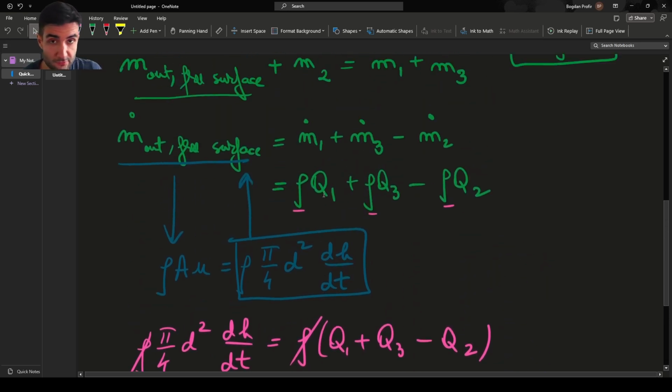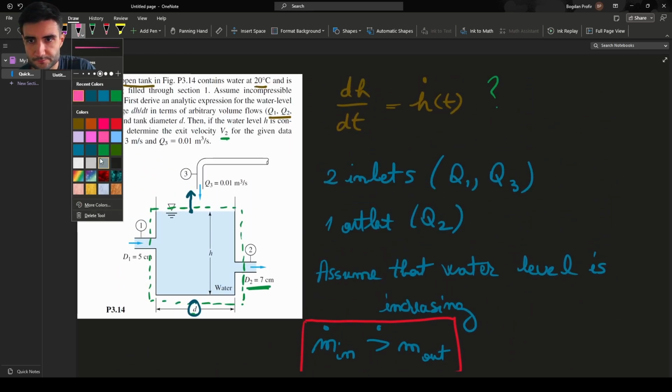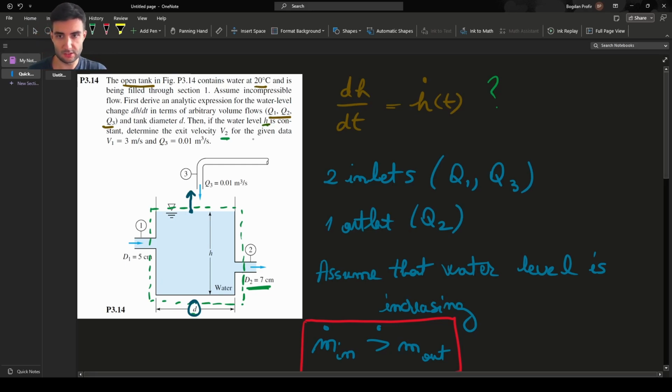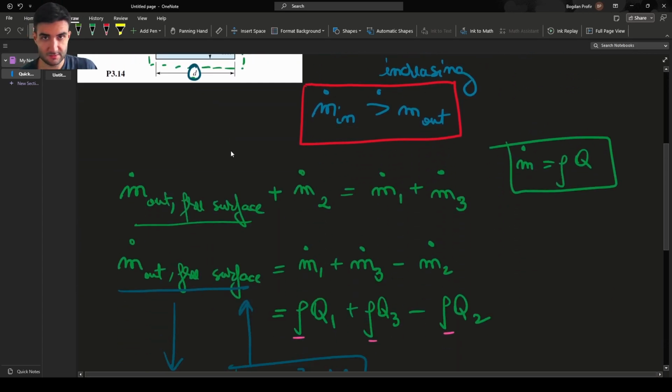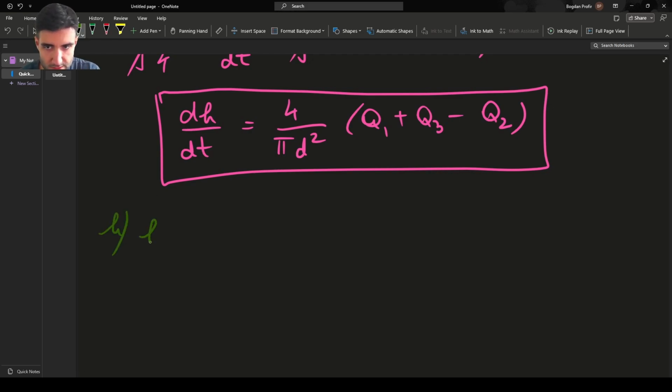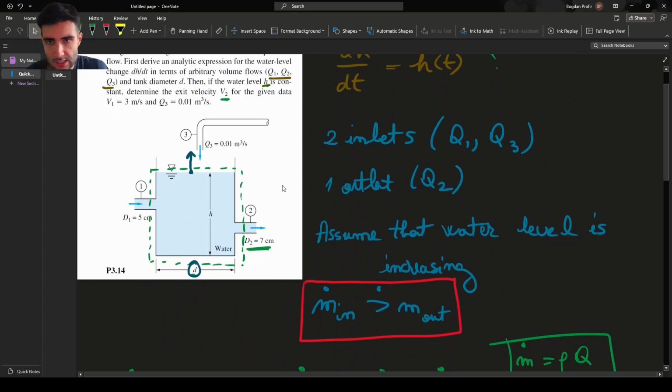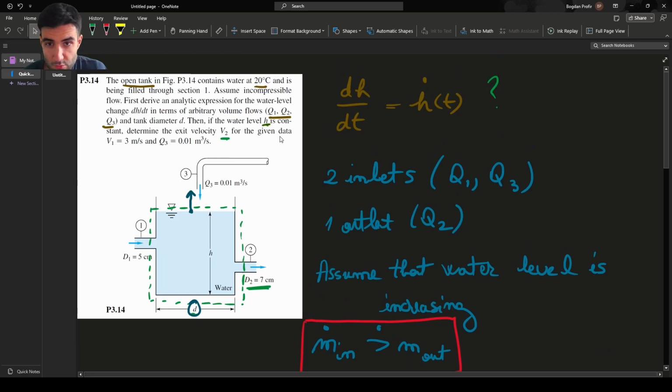So that's the answer. And then for the second part of the question, we have to take this a bit further. We're told that if the water level is constant, so if h is constant, or if dh over dt is zero, this is essentially the key for this part. So in part B, we have that h is constant, and this is equivalent to saying that dh over dt is equal to zero. Then v2 is going to be our unknown. We know what v1 is, we know what q3 is, and we have to find v2.